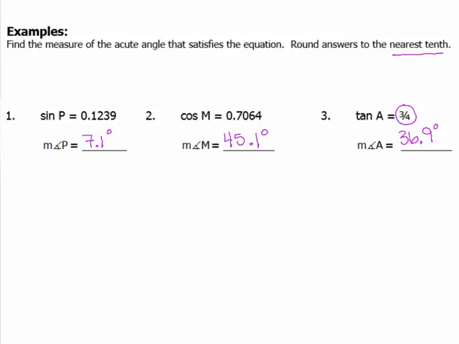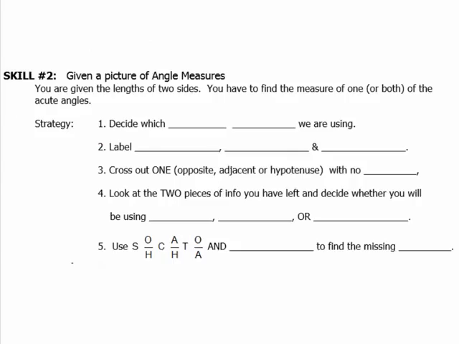Now that I've done that, what happens when I have a triangle and a picture and I have to figure out what's going on? So here are my steps. I need to decide which acute angle I'm using to label my opposite, adjacent, and hypotenuse, which is the next step. We've already done that in topic 4. Now, one of these sides is going to have no information, or I need to pick one that I want to get rid of, and I cross it out. Now, looking at the 2 pieces of information I have left, which is the 2 sides, am I going to be using SOH, CAH, or TOA?